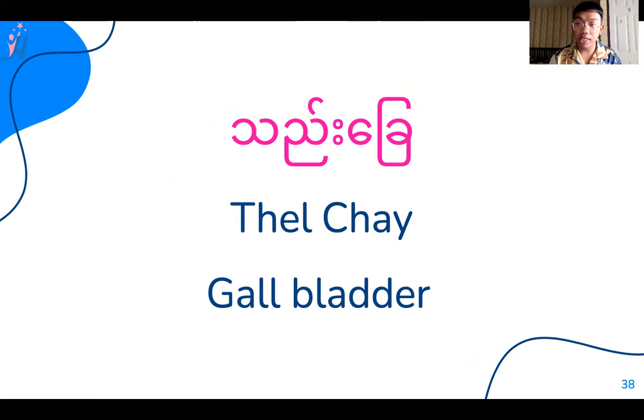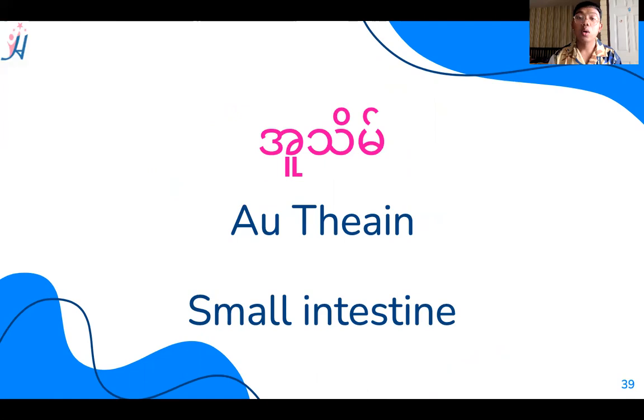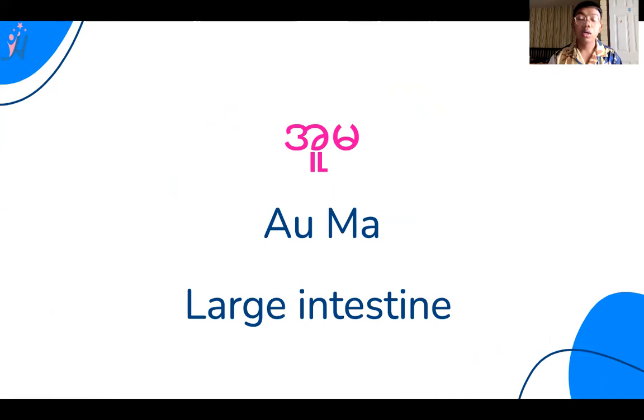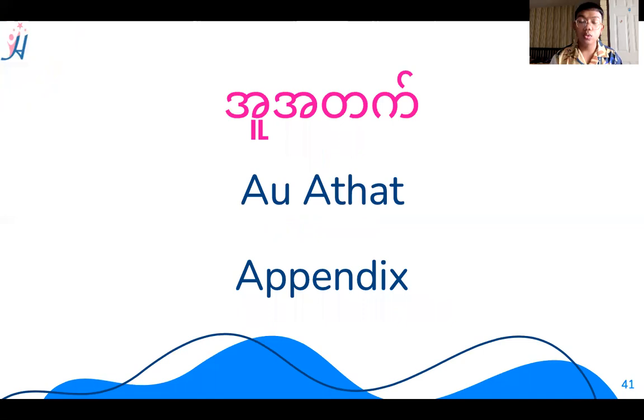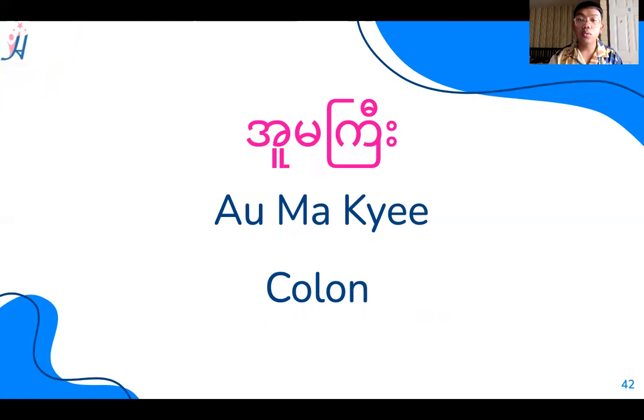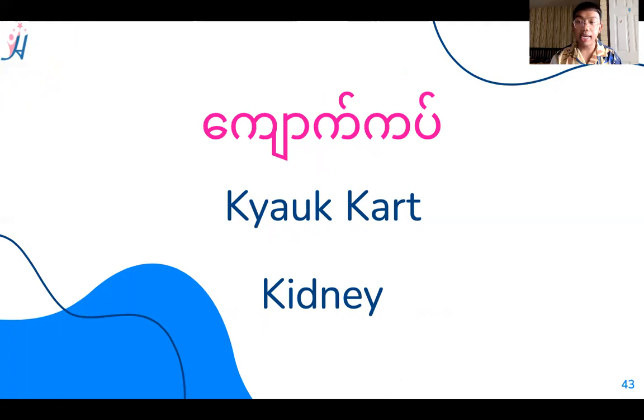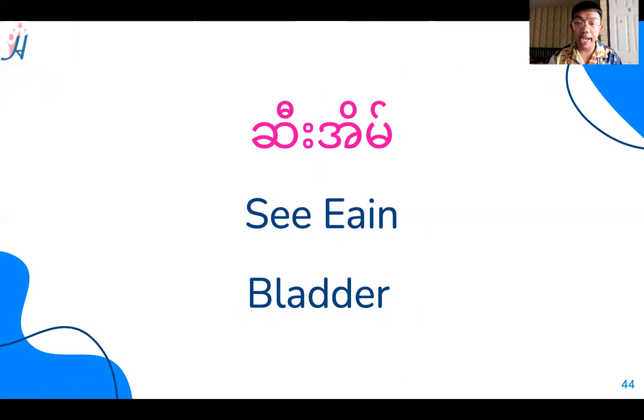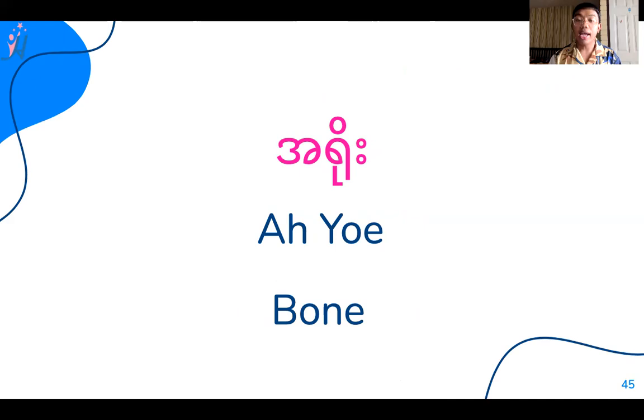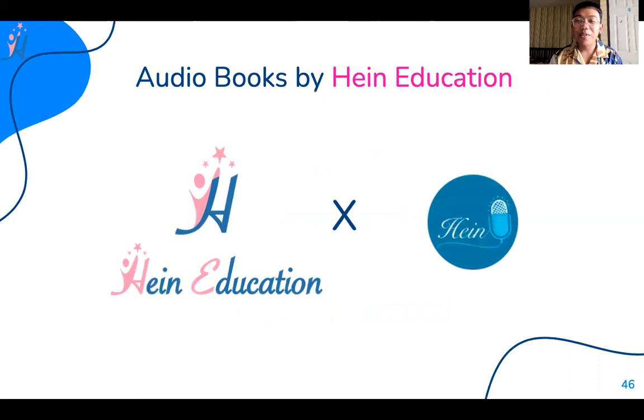Gallbladder, teji. Small intestine, uteng. Large intestine, uma. Appendix, uate. Colon, umaji. Kidney, jauke. Bladder, ca. And last one, bone, ayo.